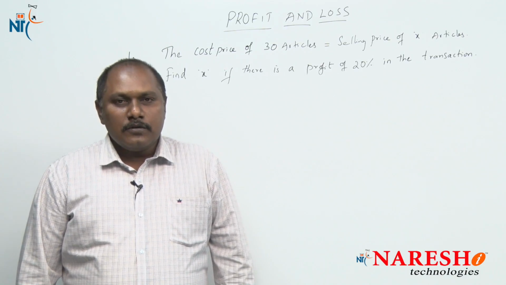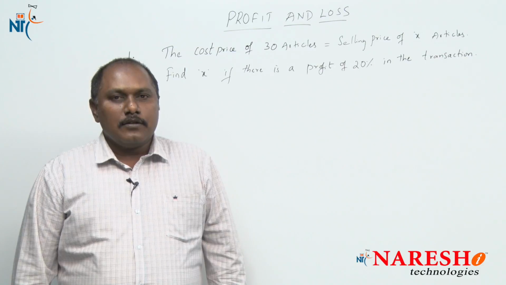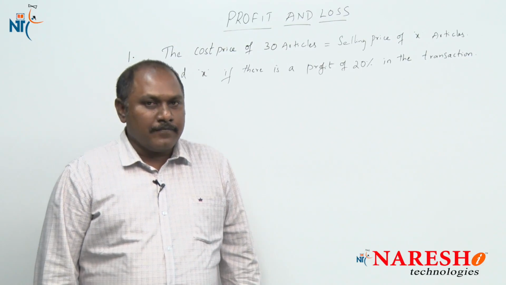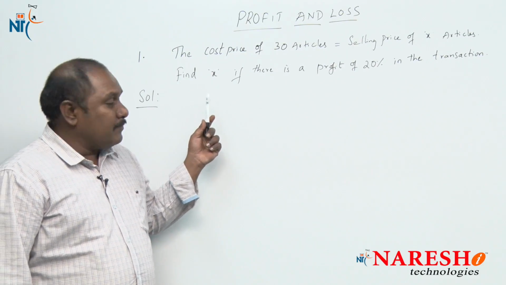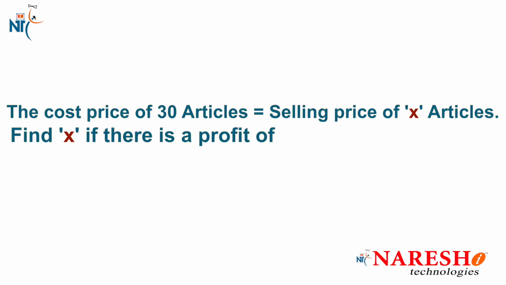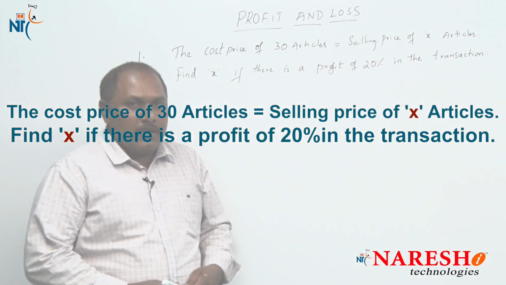Let us continue with the next session of the topic profit and loss. Let us look into the first problem. The cost price of 30 articles is equal to selling price of X articles. Find X if there is a profit of 20% in the transaction.